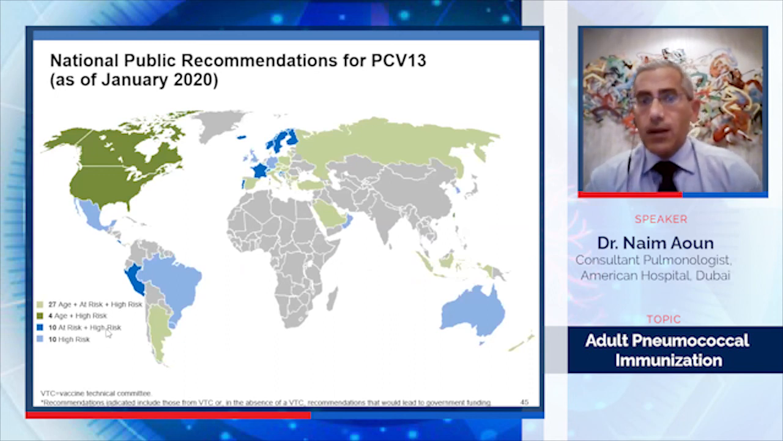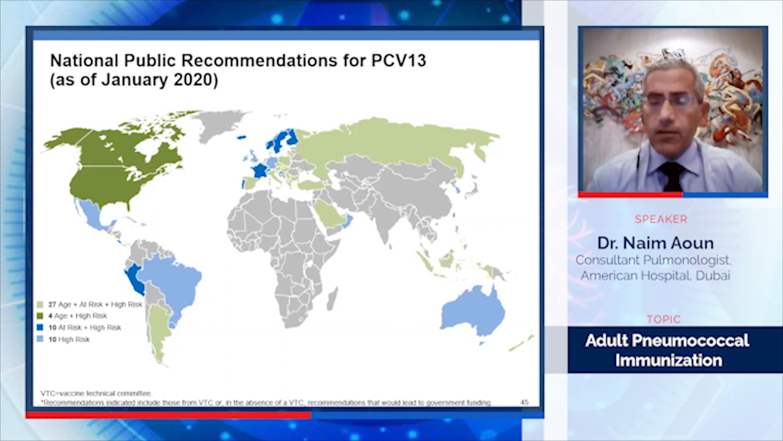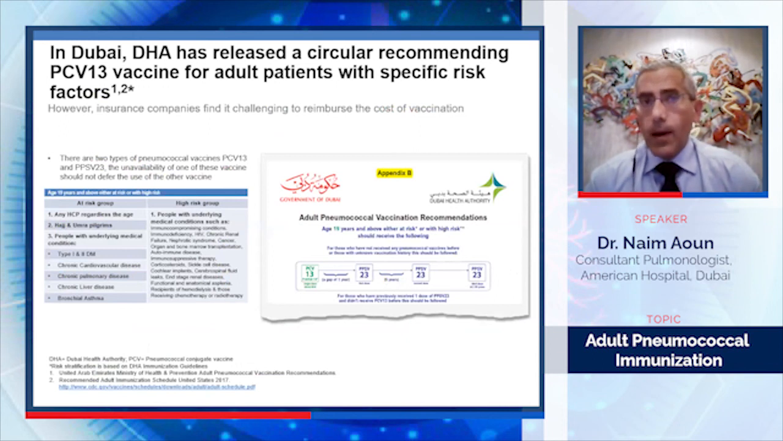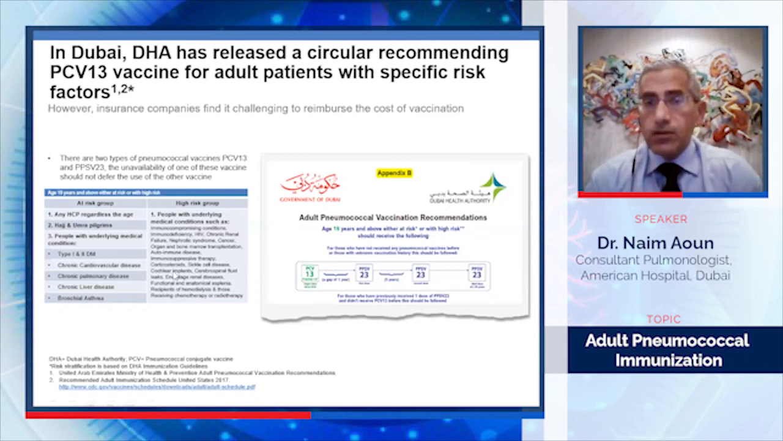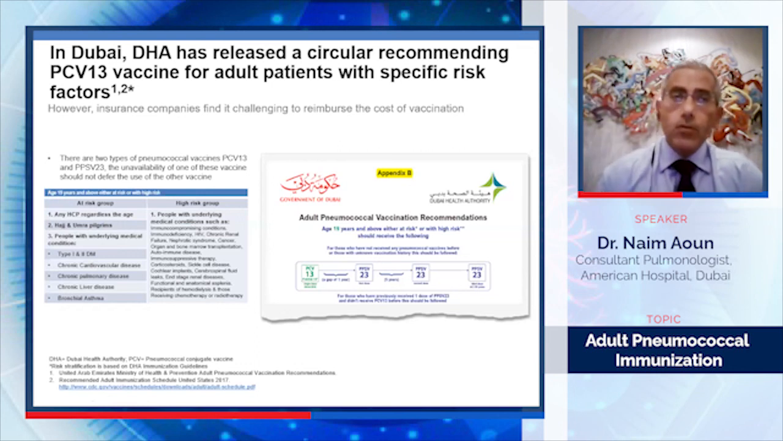So for at risk and high risk, or for age plus high risk consideration. Also, each country has its different rules worldwide. If we look at Dubai, for example, the DHA has released a circular recommending PCV13 vaccine for adult patients with specific risk factors. For example, here they recommend that those aged 19 years and above who are at risk or at high risk should be vaccinated. Any healthcare provider, regardless of age, so most of us are included, individuals going to Hajj and Umrah, people with diabetes, chronic cardiovascular disease, chronic pulmonary disease, liver disease, or bronchial asthma, and of course, all the others that we discussed earlier, such as CSF leak, a history of immune suppression, cancer patients on chemotherapy, etc. There is a recommendation for them to be vaccinated.